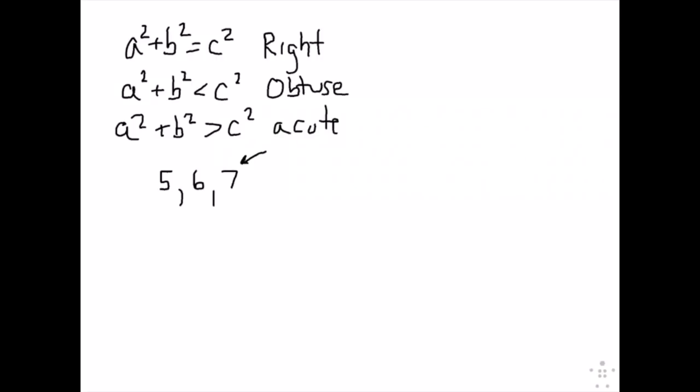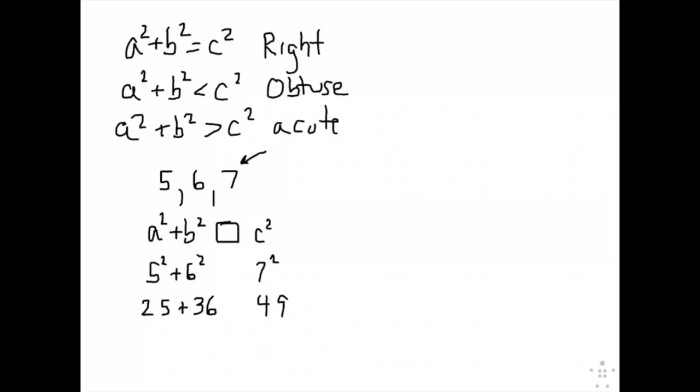So in this case, we're trying to see a squared plus b squared, and we want to know the relationship to c squared. So I have 5 squared plus 6 squared and 7 squared. So 25 plus 36 and 49. 25 and 36 is 61, which is greater than 49. So 61 is greater than 49, so this is an acute triangle.